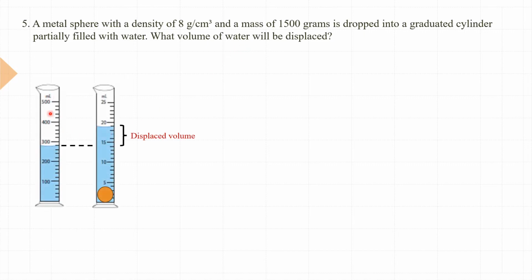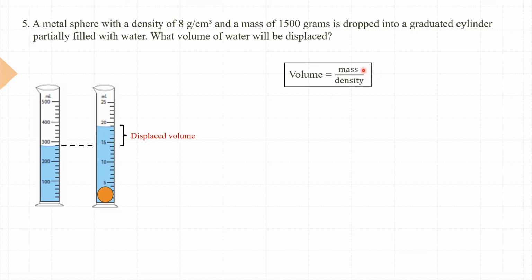Initially you have a cylinder with water filled to a specific volume. After you drop the object into the water, the water level rises. Then final water volume minus the initial water volume, the difference, we call the displaced volume. This displaced volume is equal to the object volume. So first let's apply the equation to calculate the object volume. Volume is equal to mass divided by density.